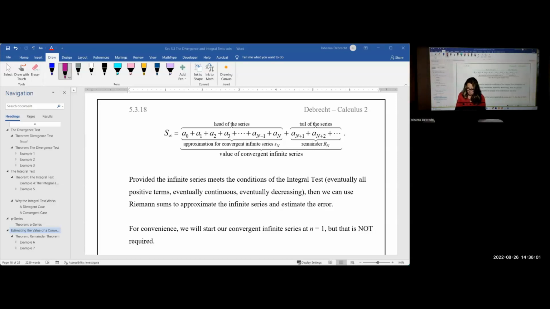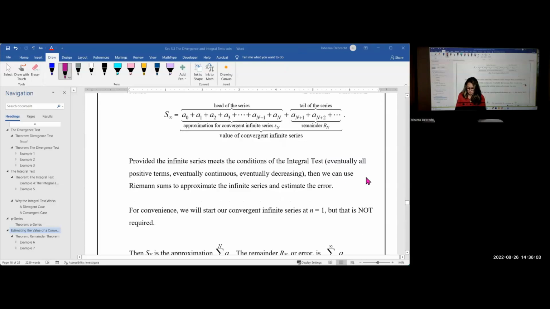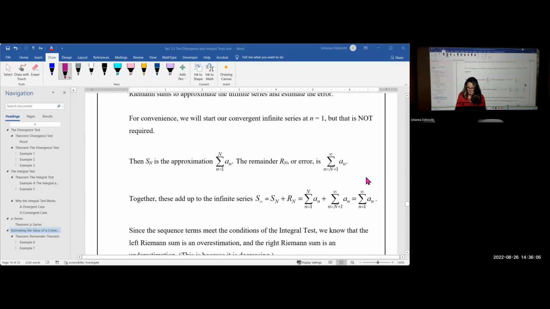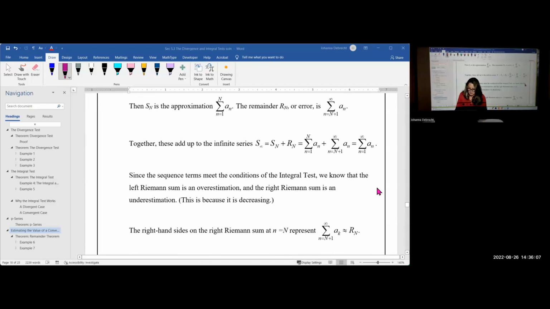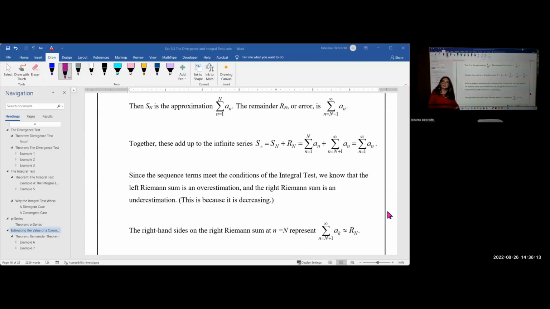Now, for convenience, we're going to start our series at n equal 1, but that is not required. It could start at any particular n value from 0 up, as long as it was an integer value. The reason I chose n equal 1 is so S1 is a sub 1 and S2 is a sub 1 plus a sub 2. I wanted the subscripts to match, so that made it a little bit easier.